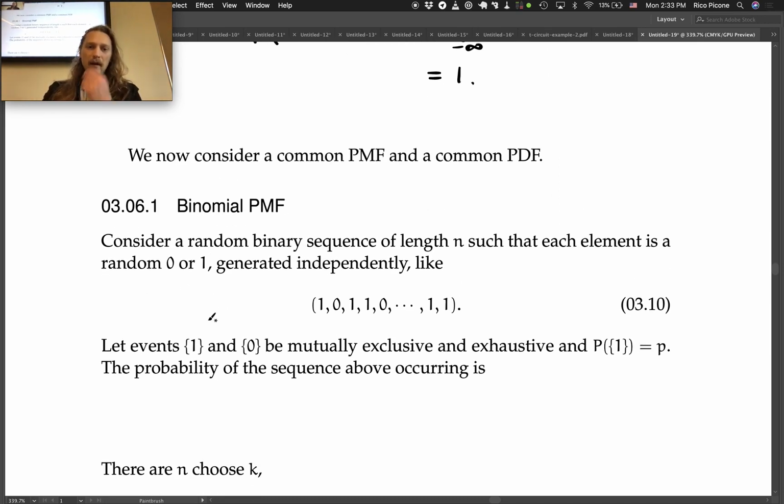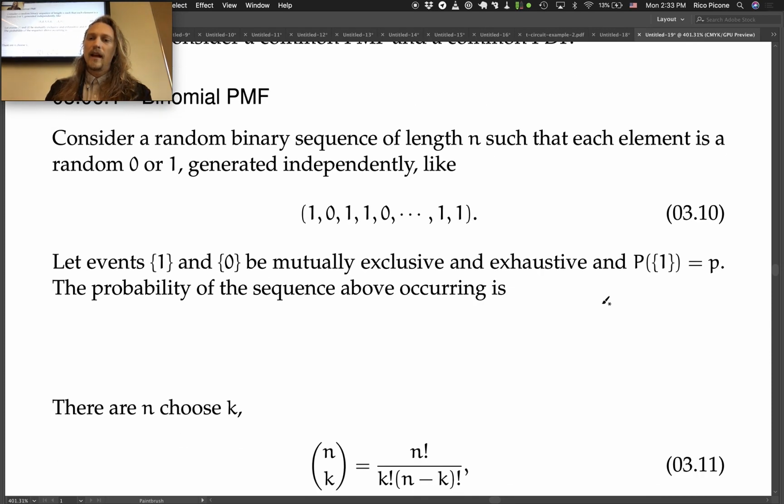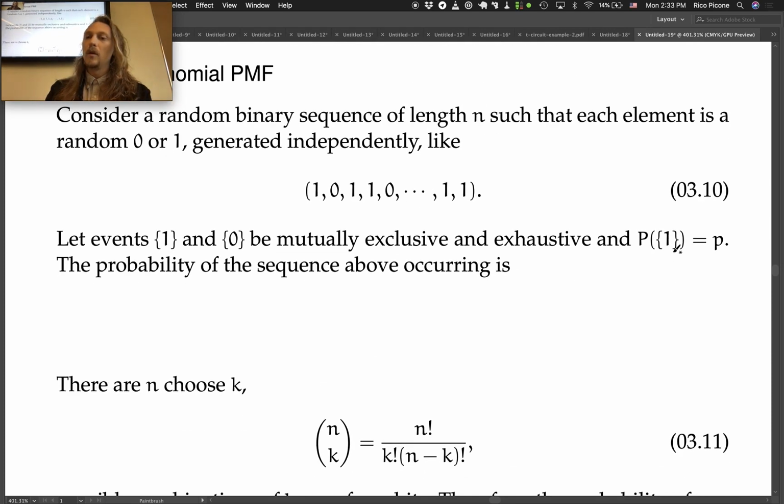Consider a random binary sequence of length n, such that each element is a random 0 or 1, generated independently, like the sequence 1 0 1 1 0, etc., 1 1. Let events 1 and 0 be mutually exclusive and exhaustive, and let the probability of a 1 be p.